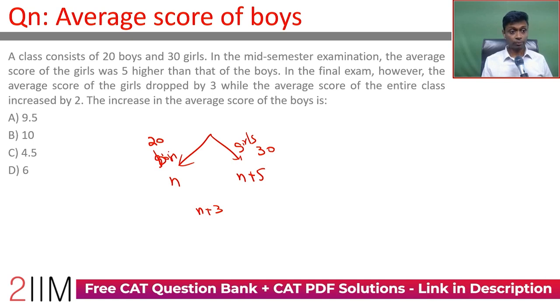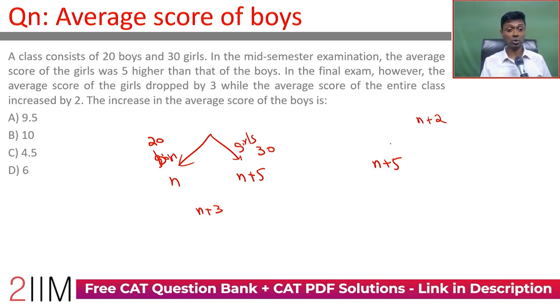In the final exam, however, the average score of the girls dropped by 3, while the average score of the entire class increased by 2. So average of the entire class was n plus 3. This would have gone to n plus 5. Average score of the girls dropped by 3, so the girls would have gone to n plus 2 from n plus 5.